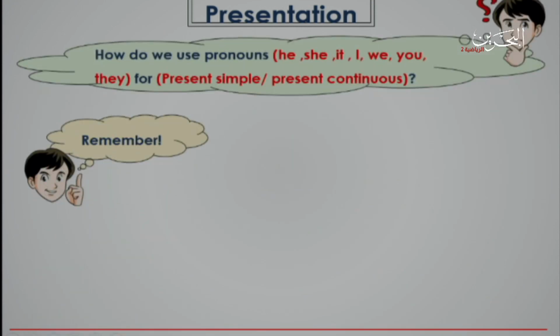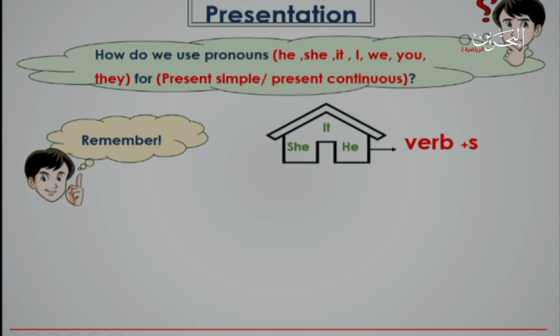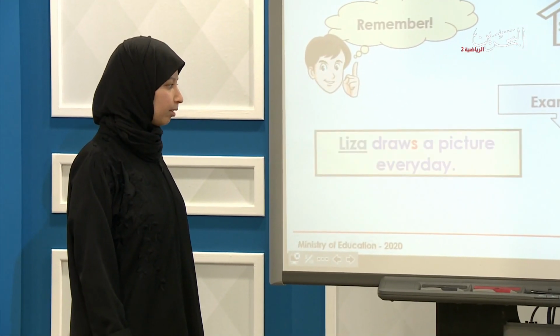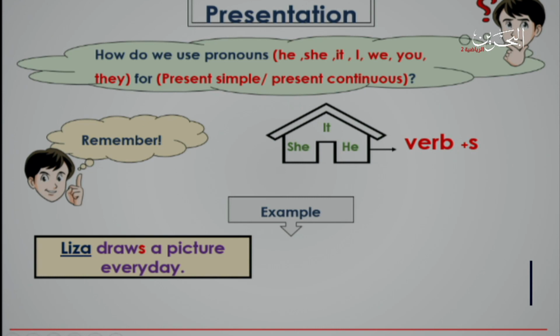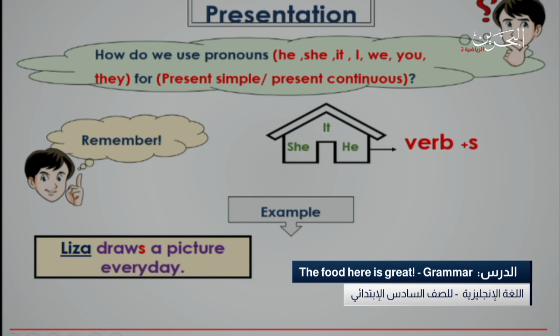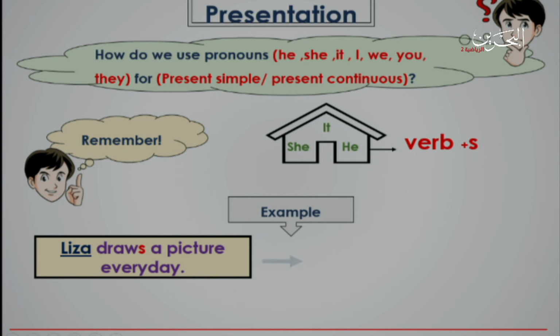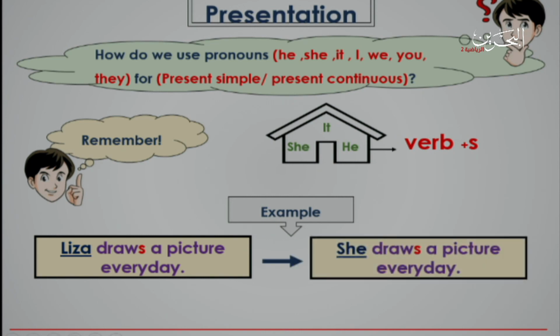How do we form the present simple sentences? We use the pronouns it, she, and he, plus the verb with s. I add s to the verb. For example, Lisa draws a picture every day. Lisa is she. I've added an s to the verb, and at the end I have used a word which indicates that this is happening daily, which is every day. Lisa, I can replace it with she, which is the pronoun when we are talking about a girl.